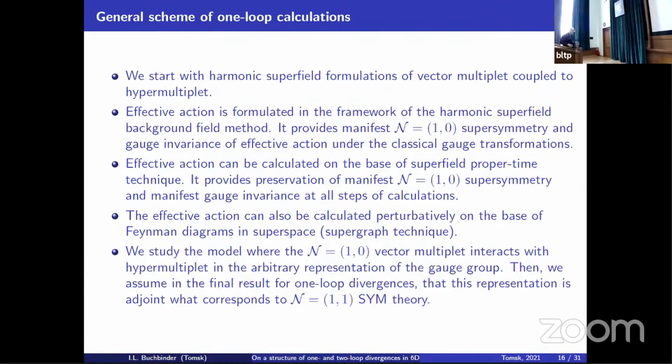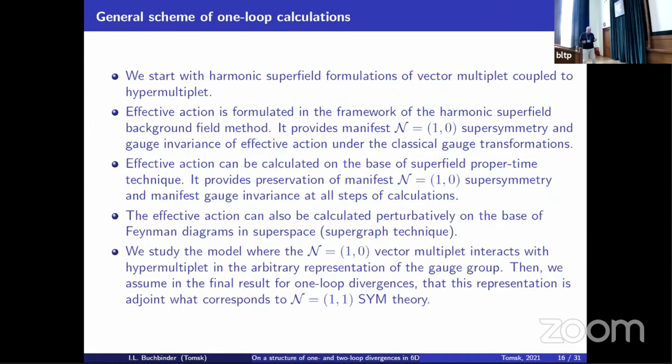Then I will start to discuss the quantum structure of this theory. First, how to organize calculations. I start with the one-loop case. We consider the harmonic superspace formulation for the theory. Then we study the effective action, which is the basic object of quantum theory in general. There are two problems: how to formulate the effective action in the most symmetric way, and how to organize calculations in a symmetric way. The first problem is solved in terms of the background fields method. The background fields method is such a formulation of gauge theories where the effective action is invariant under the classical gauge transformations.